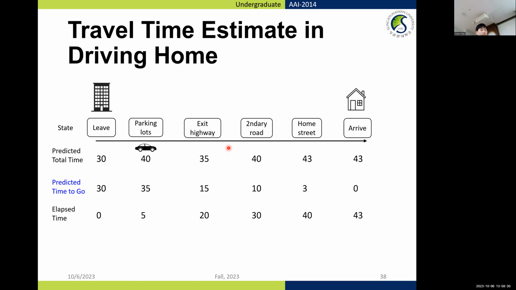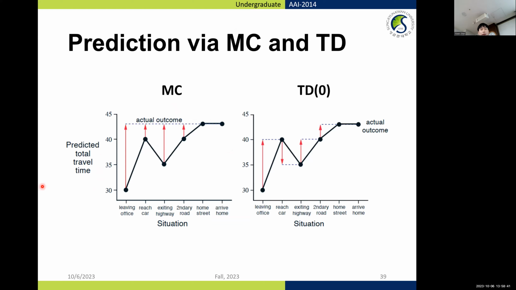So in this case, how can we update our estimate for this travel time based on the TD? If we use MC method, you would see that only when we reach home, we can update our estimate from each state. But for TD, once we reach a new state, we immediately update the current estimate. When we reach a new state, we update our new estimate. So this is the major difference between MC and TD0.